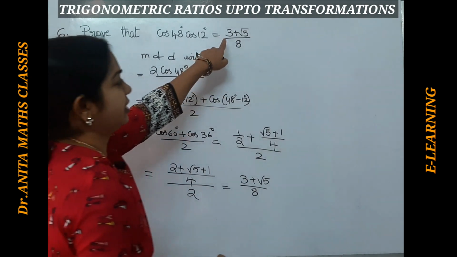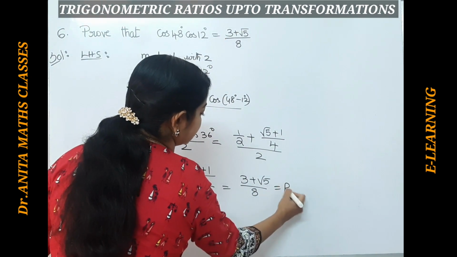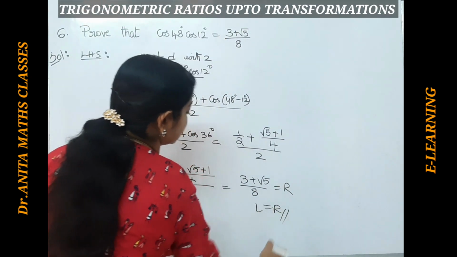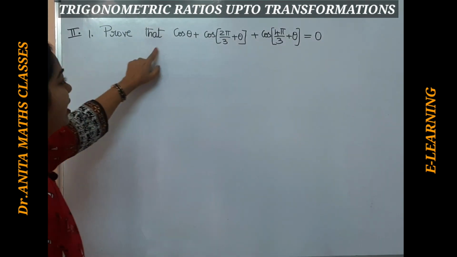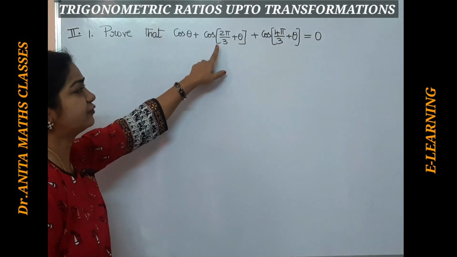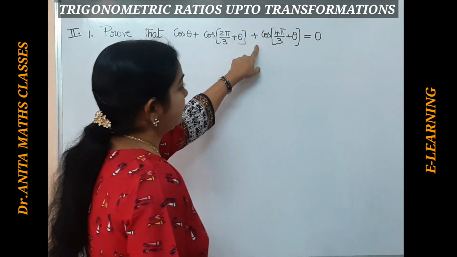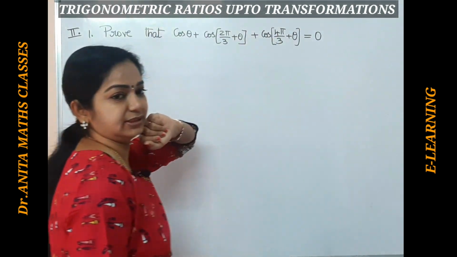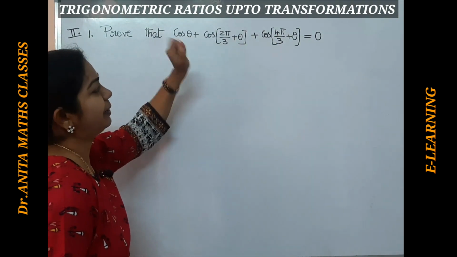So that is what we have to prove. So that is the RHS. So, second section: prove that cos theta plus cos of 2 pi by 3 plus theta plus cos of 4 pi by 3 plus theta. Here we have 2 pi by 3.